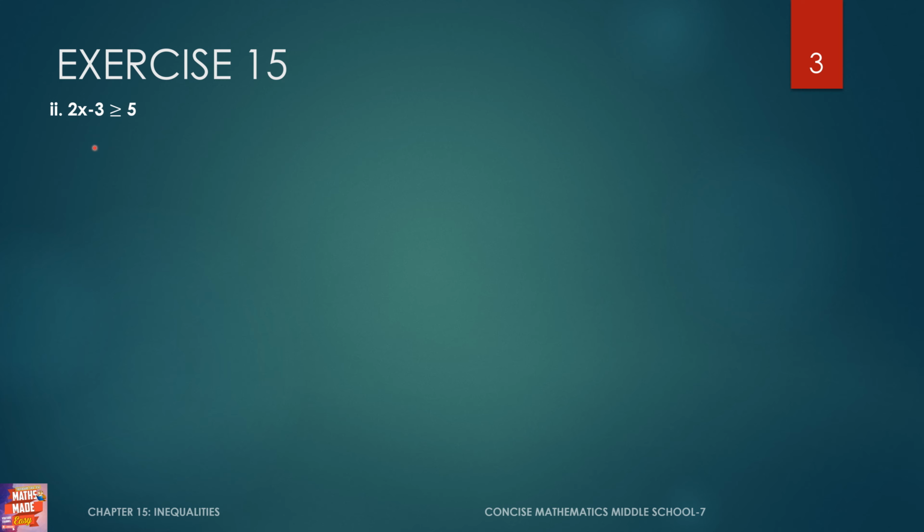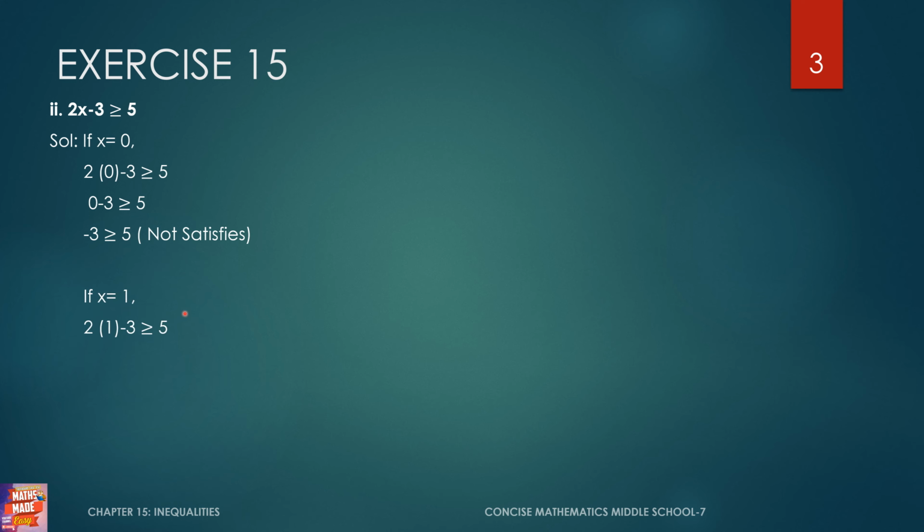Even here, you need to substitute the same numbers, that is 0, 1, 2, 3, 4, 5. If x is 0, just substitute in place of x. 2 zeros are 0, 0 minus 3. So minus 3 is greater than or equal to 5? No, it doesn't satisfy. Now just consider x is equal to 1. Just substitute the value over here. Here one is positive, other is negative. Just put the bigger number's sign and subtract. It will be minus 1. Minus 1 is greater than or equal to 5? No, it's not. So just write down not satisfied.